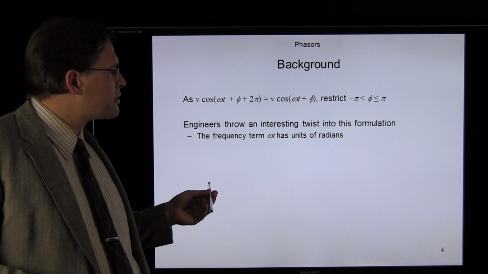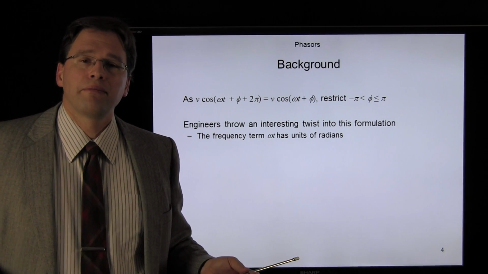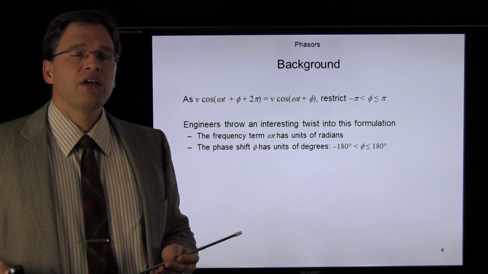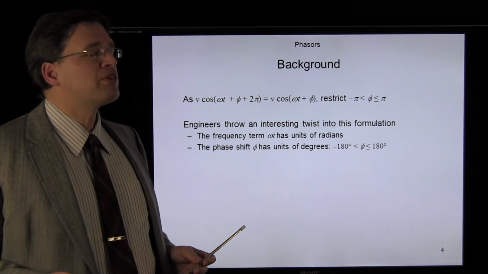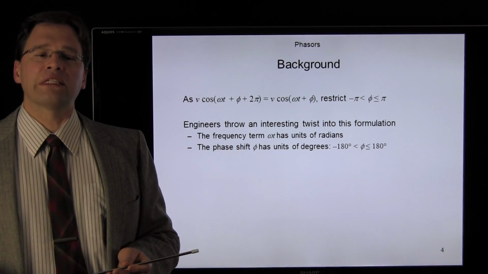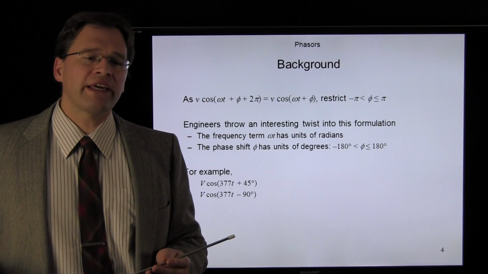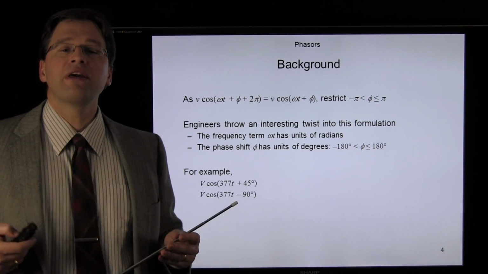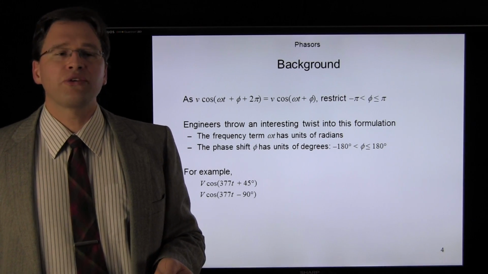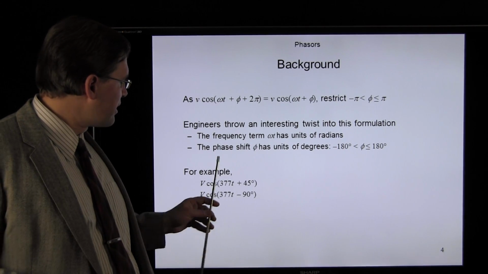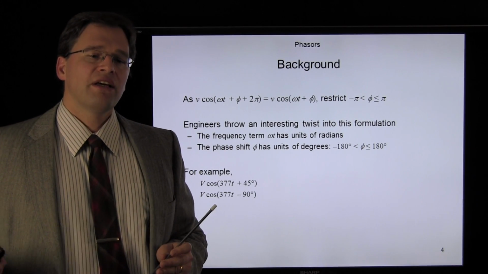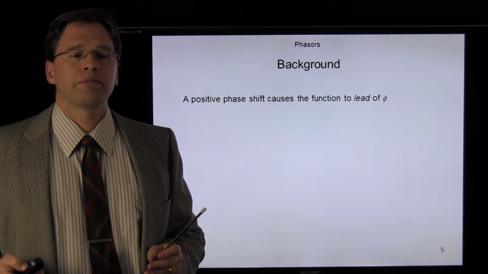The angular frequency is always in terms of radians, but the phase shift is usually written in terms of degrees. So therefore the phase shift will be restricted to values between negative 180 and 180 degrees. So for example, we may be looking at sinusoids of the form v cos of 377t plus 45 degrees, where 377 is in radians, or v cos of 377t minus 90 degrees.